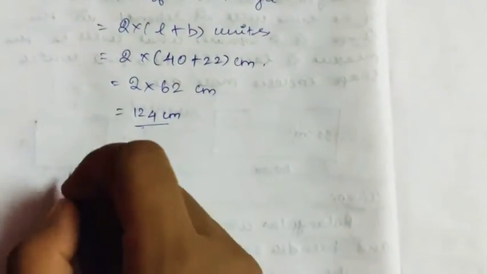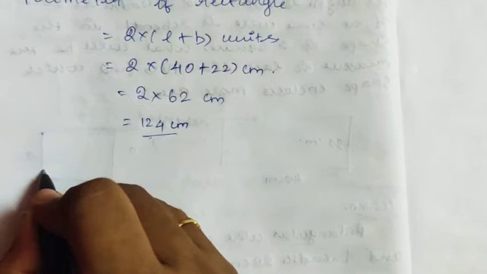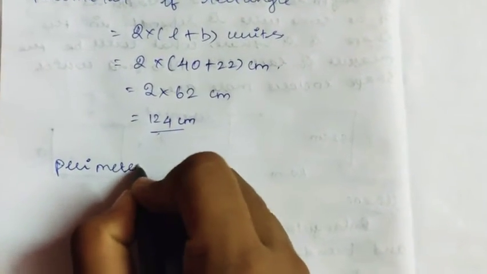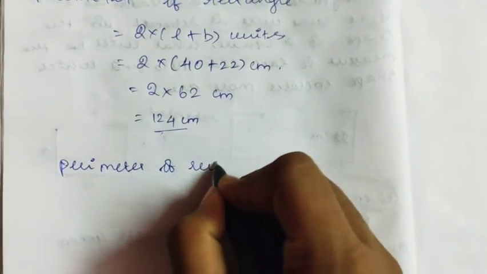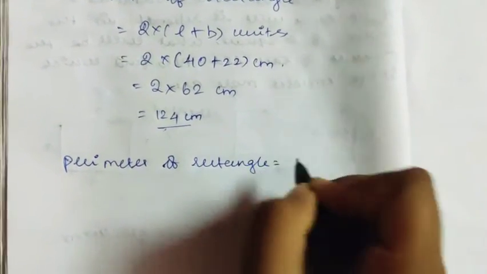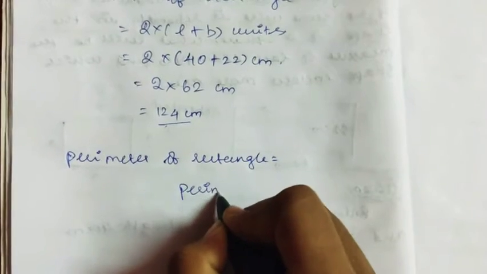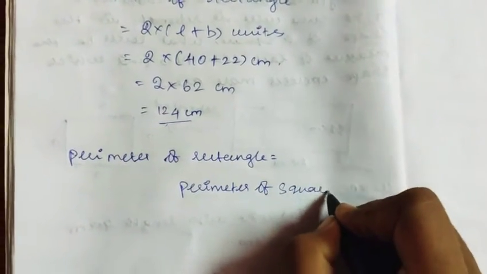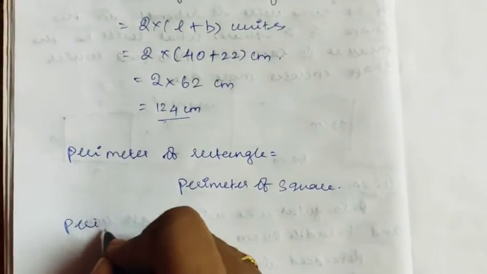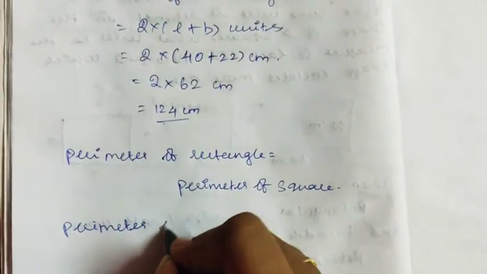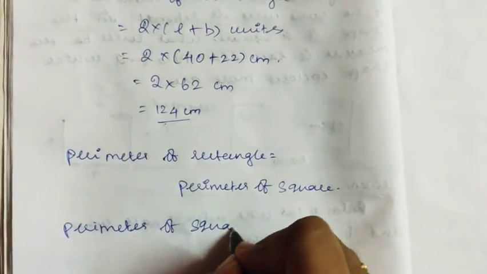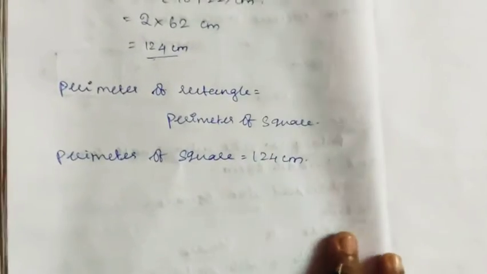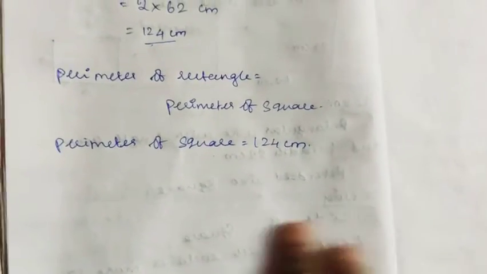So by the given condition, perimeter of rectangle equal to perimeter of square. So perimeter of square equal to 124 centimeter. If we substitute in the formula, we will get the side of the square.